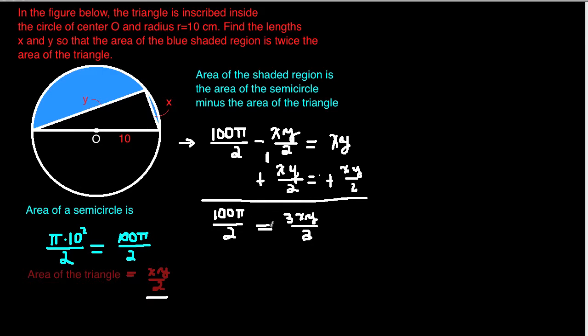So here's an expression that x and y together must satisfy. Let me take this expression right here and solve for y. To solve for y, I multiply both sides of this equation, 100 pi divided by 2, by 2 over 3x. So this side over here gets multiplied by 2 over 3x.